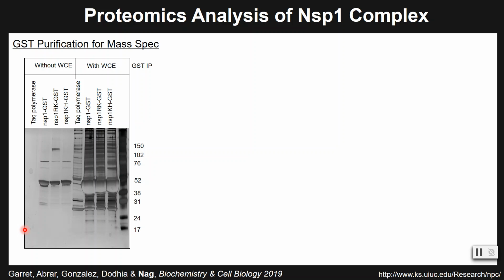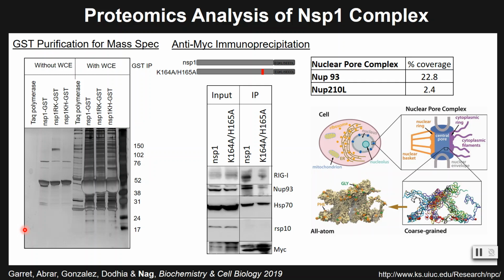So we did bacterial expression of the protein and then incubated it with whole cell extract and pulled down these complexes and cut out specific excised bands for identification of proteins by mass spec. And I'm not going into details of the whole mass spec analysis. I'm going to show you one specific example that was identified by the mass spec. We were surprised to find nucleoporin NUP93 associated with NSP1, but the association is weakened by the lysine histidine mutation.